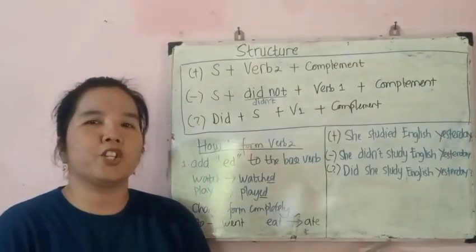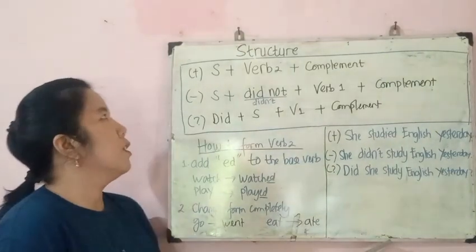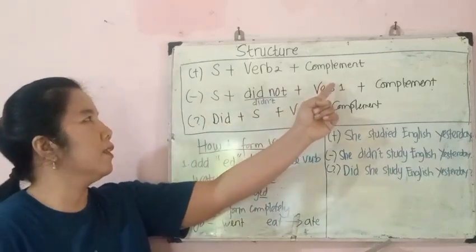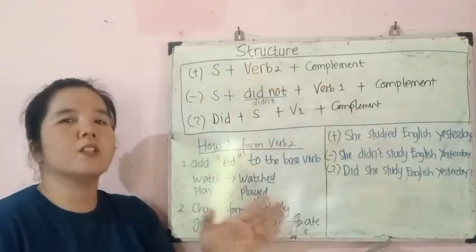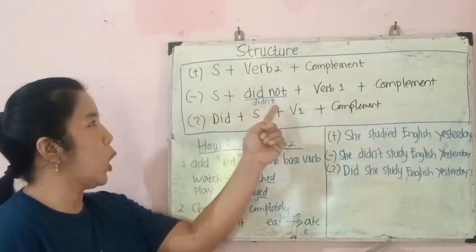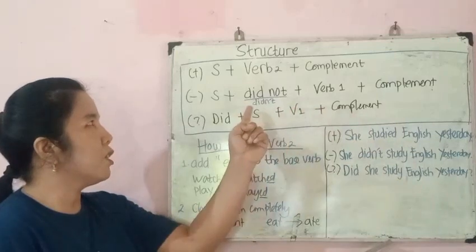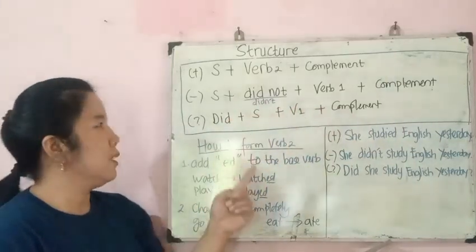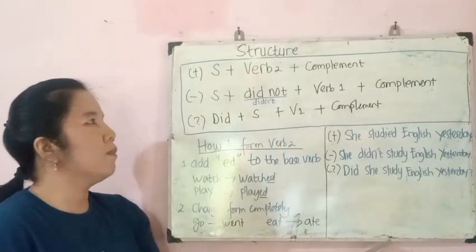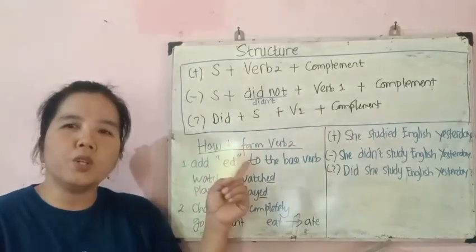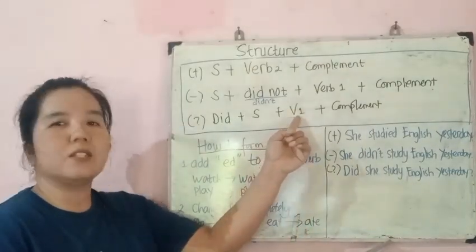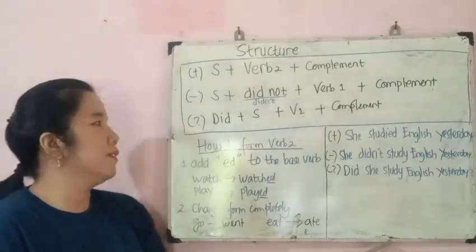Now let's see the structure of the simple past tense. In the positive sentence, we use subject plus verb 2 plus complement. We use verb 2 for all the subjects. In the negative sentence, we use subject plus did not plus verb 1 plus complement. The short form of did not is didn't. For the question form, we use did plus subject plus verb 1 plus complement. So we use did for all subjects, and the main verb returns to verb 1.